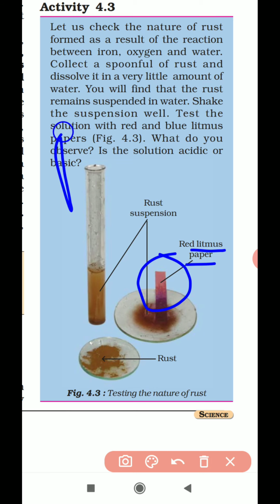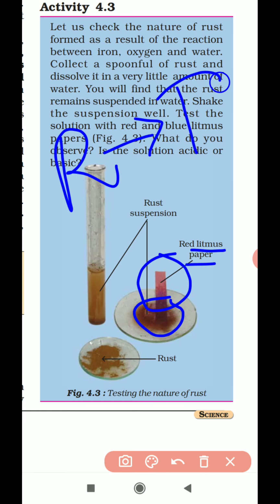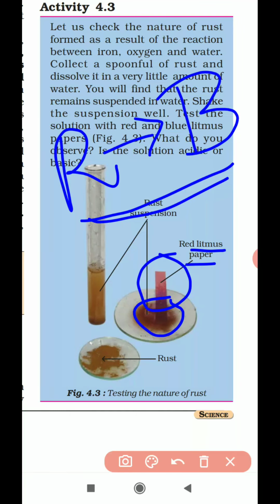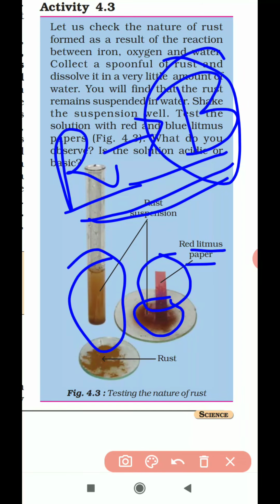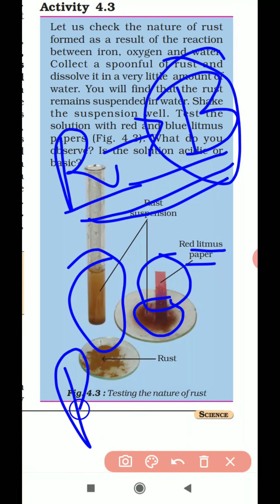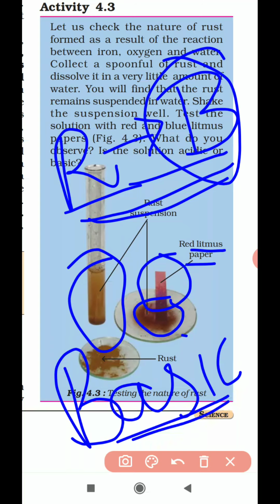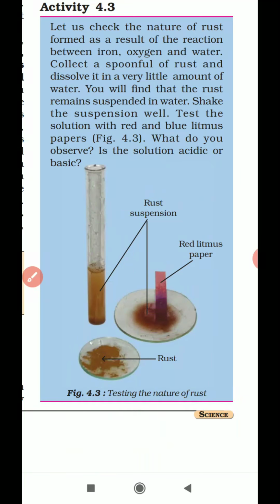Yes, the red litmus paper which I have dipped in this hydrated rust has turned into a blue color. Meaning what? When red litmus turns blue, I can say the rust which is dissolved in water is basic. So the nature of rust is basic. Understood this activity? Okay, fine.